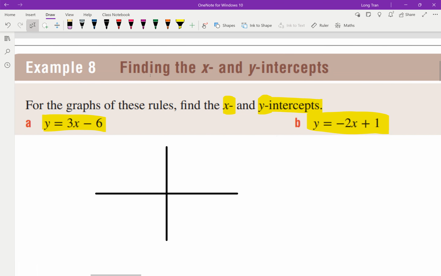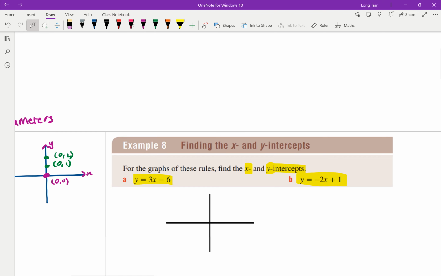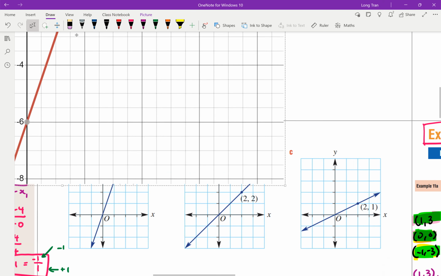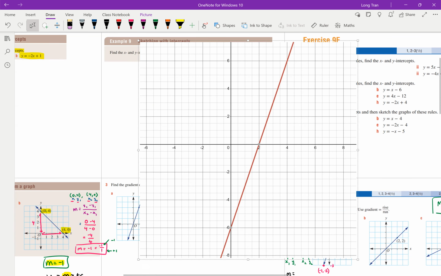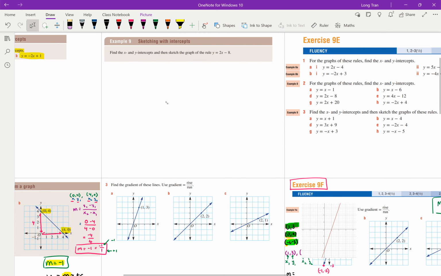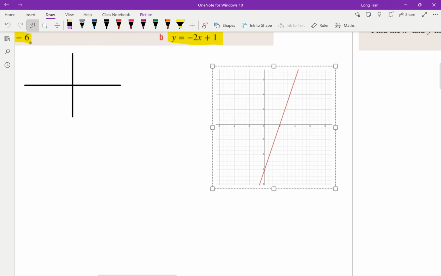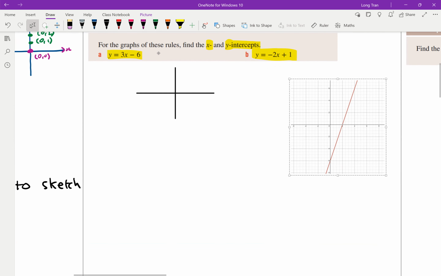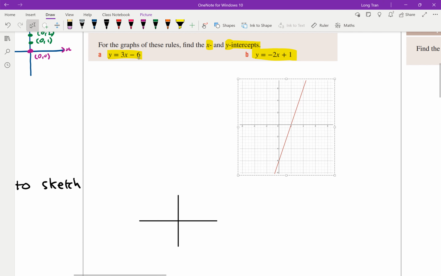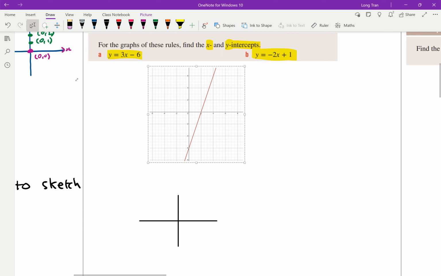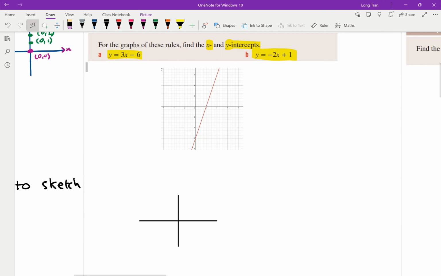Unlike what we did in exercise 9b, where you created a table to figure out a bunch of coordinates, you don't need to do that now. I'm just going to copy and paste this here so you can see what I was doing. I'm going to move this graph down so we can see the comparison. There we go. Let's have a look.